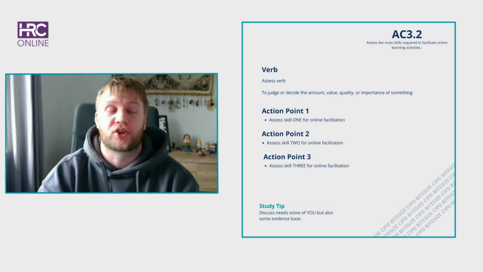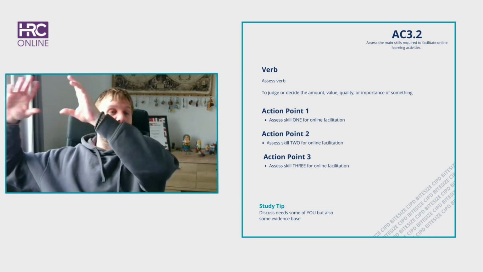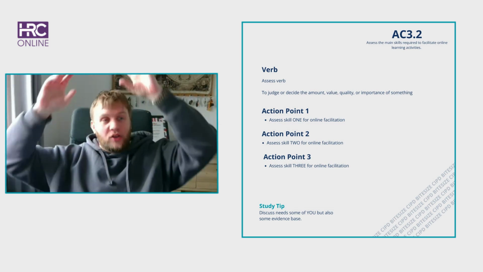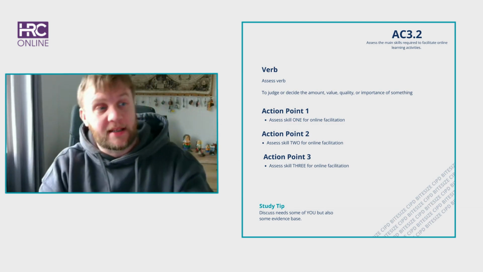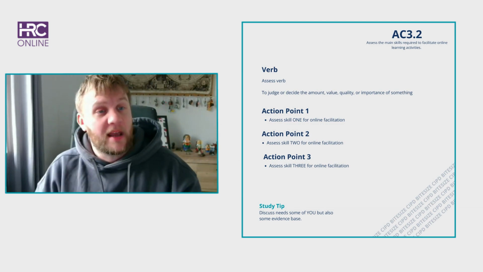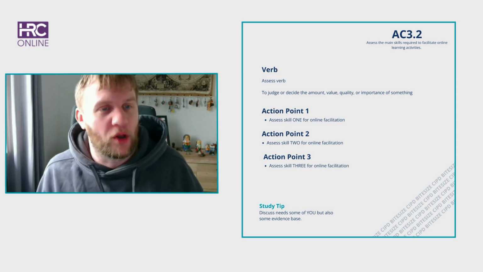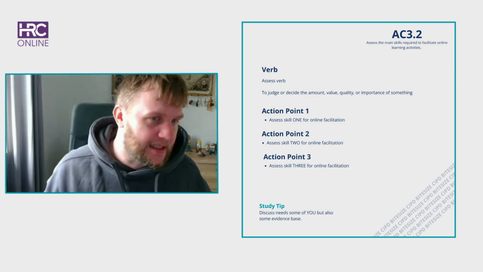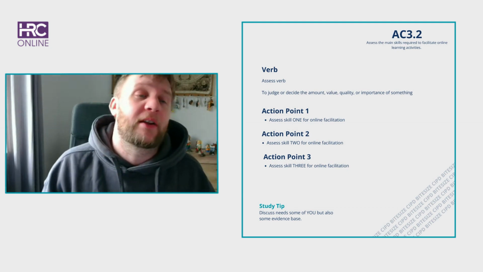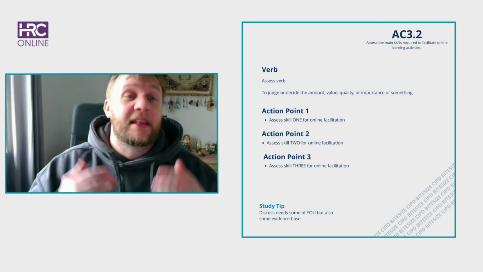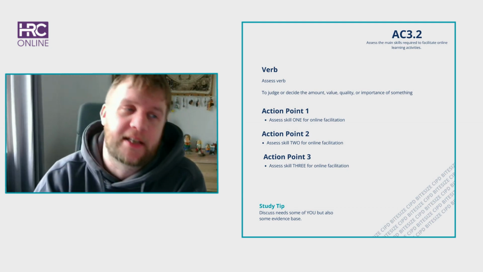These are the types of things you've got. So the way you lay out your work: top right hand corner, AC 3.2, and then you assess with evidence. This is what the evidence says, this is what the data says, this is how we go forward, this is what I think. Assess skill 1, this is how important it is for online facilitation. Assess skill 2, this is the quality of this that's needed for online facilitation. Assess skill 3, this is the importance of something for online facilitation.